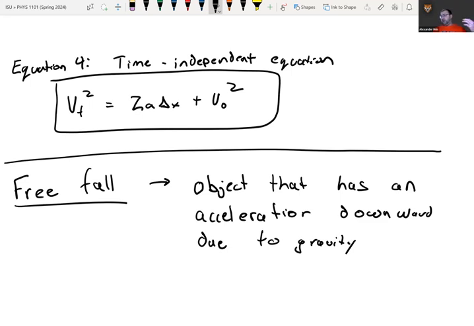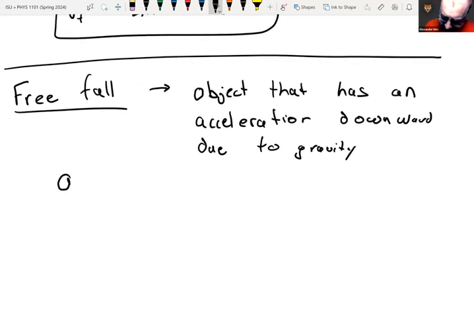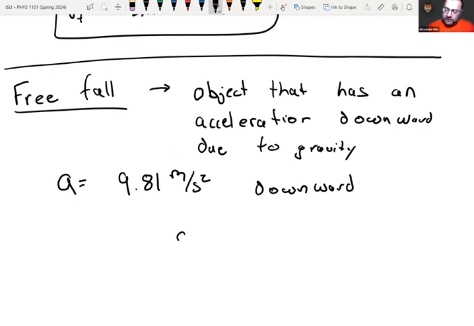But if you're dealing with free fall, you are saying something about your acceleration. So what this means is your acceleration equals, and the signs can vary. A lot of times what you do is you say acceleration equals 9.81 meters per second squared downward. That's the way to put it. Okay. Now the symbol we use, lowercase g, is 9.81 meters per second squared.